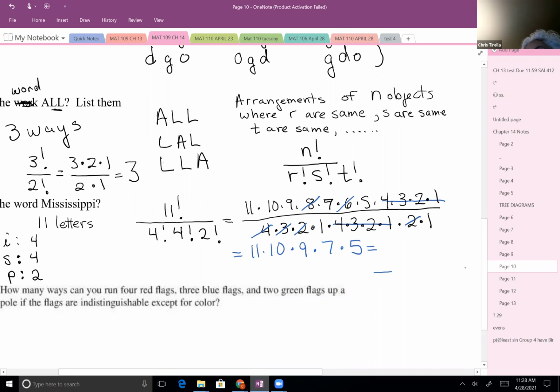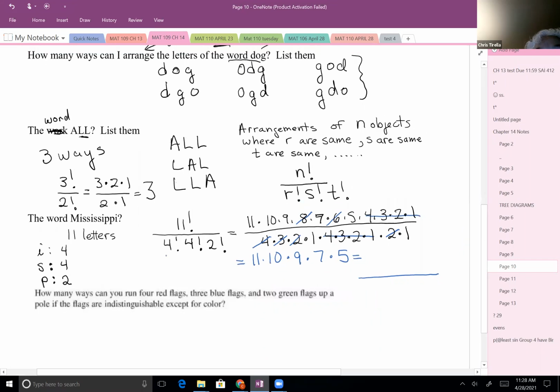Is everybody all right if, in the interest of time, I don't take the time to do that multiplication? Again, I used Mississippi as an example because I wanted to show you why there were so many different factorials in the denominator.